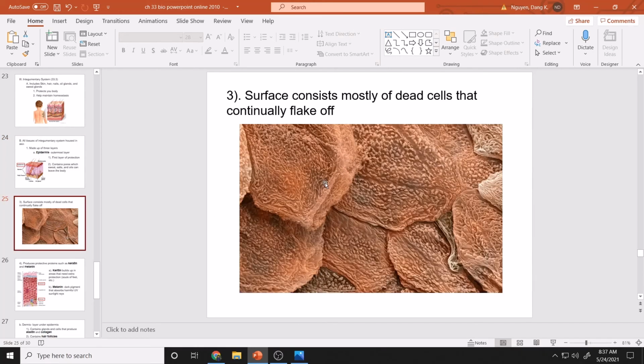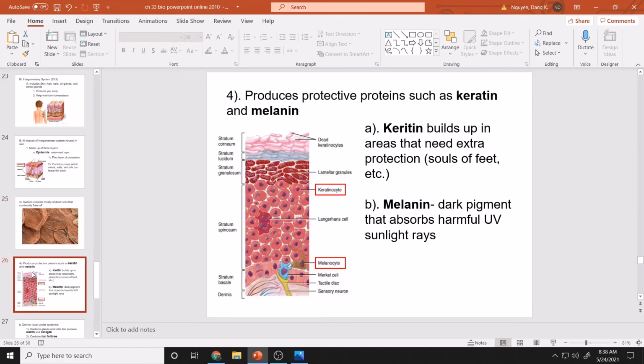So here's a close-up of what it looks like. The surface is mostly just dead cells that eventually will flake off. On certain parts of the body, like the soles of your feet, you also produce protective proteins such as keratin that hardens. And then melanin gives you your skin tone, so it's a pigment that absorbs UV and sunlight.